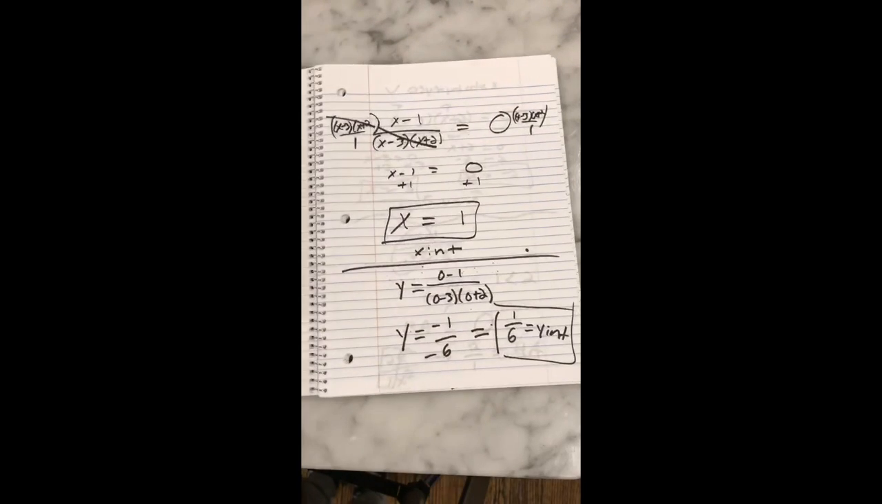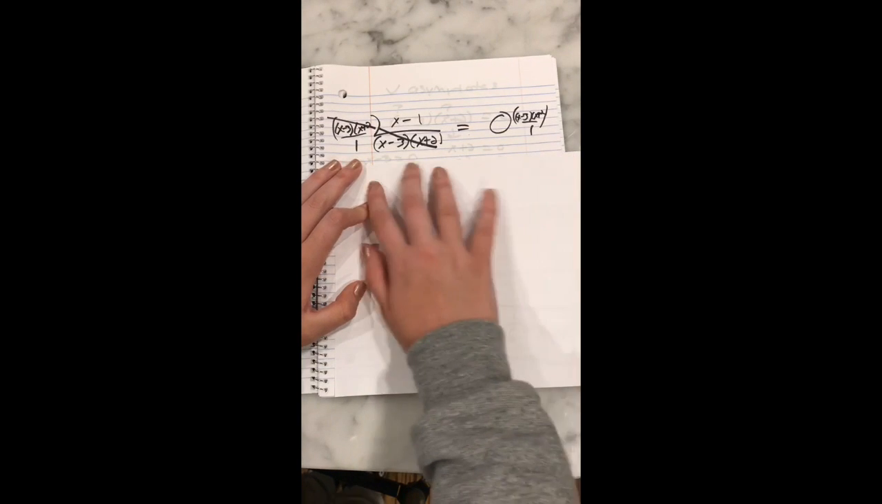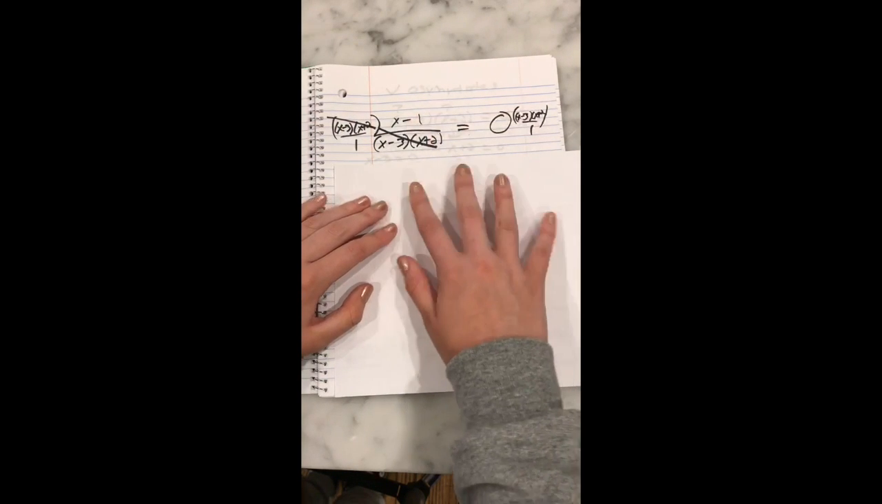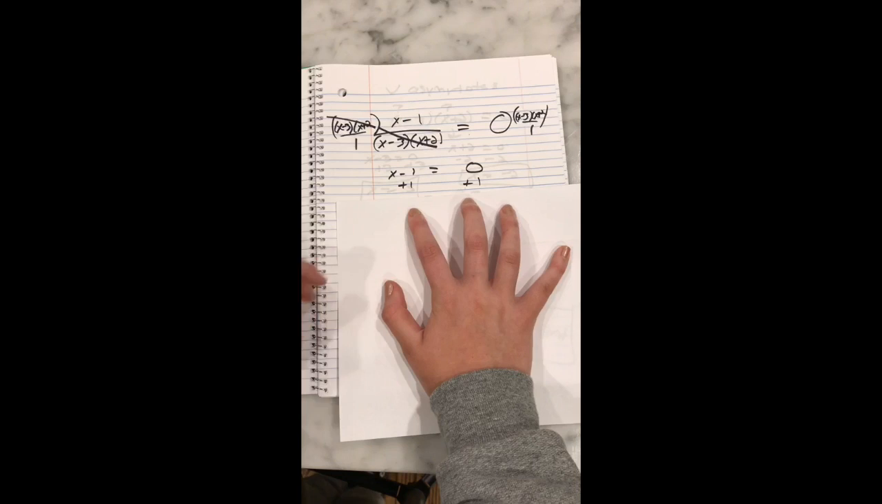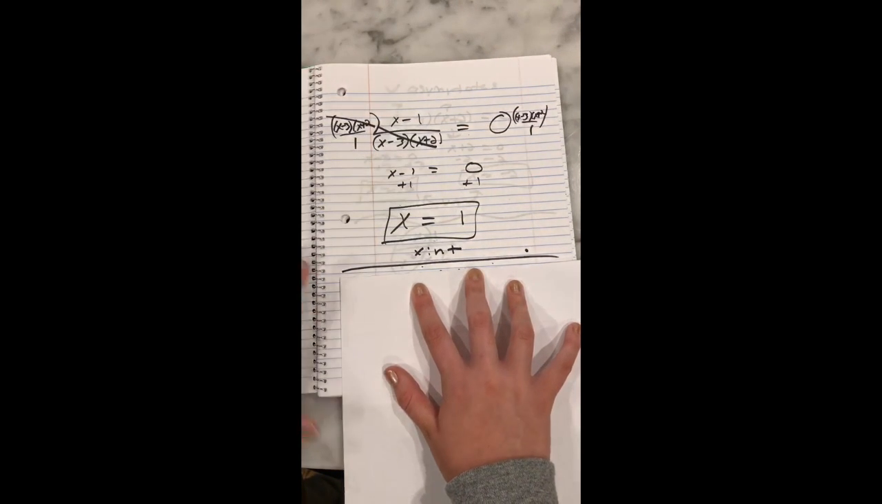Moving on. Second step, we need to find the x-intercept. To do that, you set your function equal to 0. Algebraically, we get rid of the denominator, multiply by the opposite reciprocal, and we get x minus 1 equals 0. Add 1 to both sides. We know our x-intercept is at x equals 1.